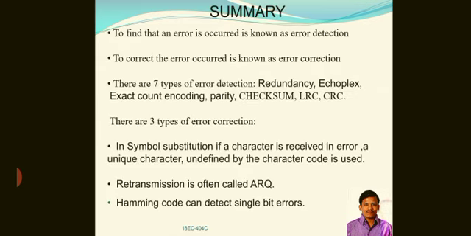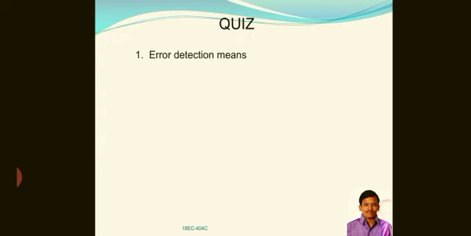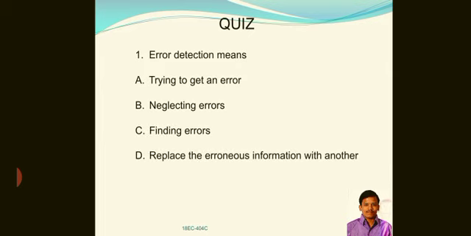In the next class we will see some more examples of these error correction methods. Now, based on this, try to answer these questions. Error detection means: A, trying to get an error; B, neglecting errors; C, finding errors; D, replacing the erroneous information with another one. So the answer will be C. We are just finding the errors.